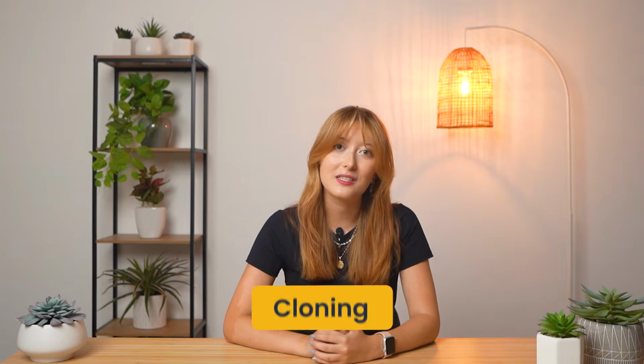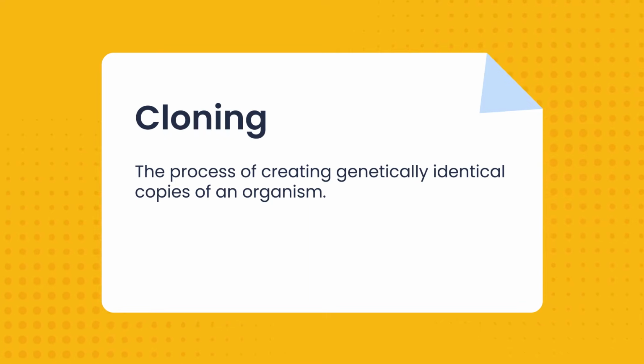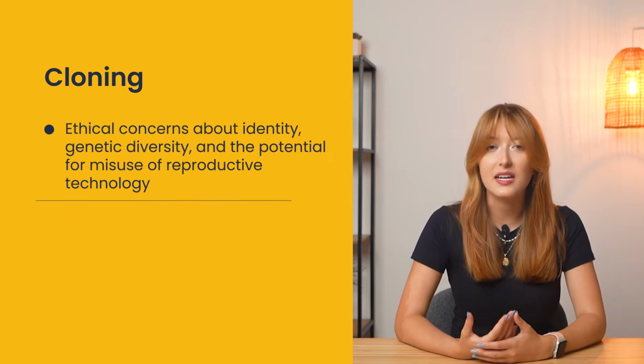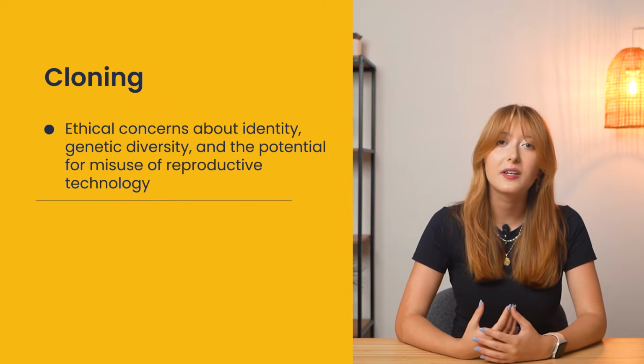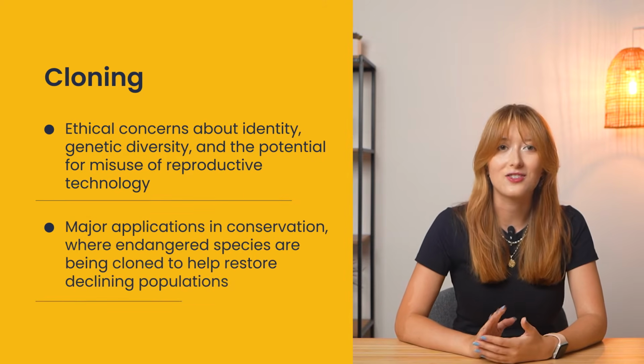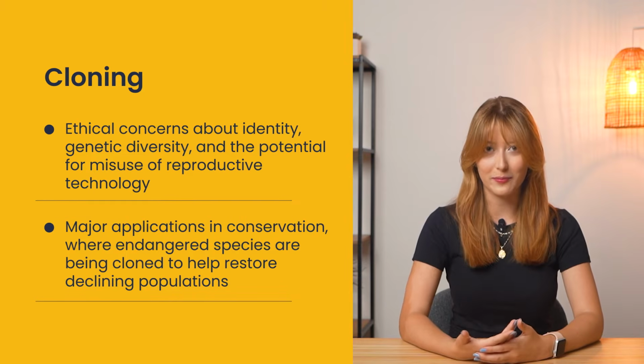Another key breakthrough is cloning, the process of creating genetically identical copies of an organism. While cloning has been around since the 1990s, famously demonstrated by Dolly the sheep, it's still highly controversial when applied to humans. Cloning raises ethical concerns about identity, genetic diversity, and the potential for misuse of reproductive technologies. But it has major applications in conservation, where endangered species are being cloned to help restore declining populations.